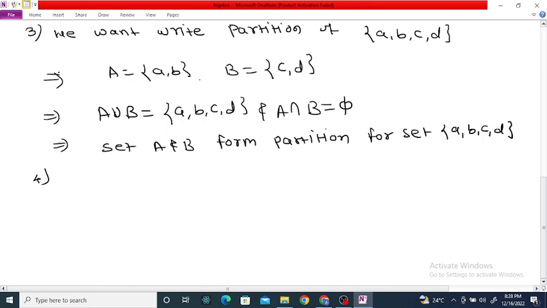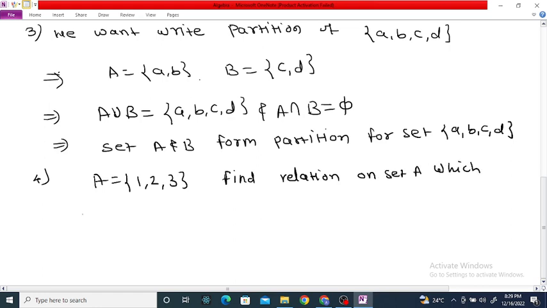So example number 4. Okay, we want to determine, number 4. Suppose set A is given, A is equal to {1, 2, 3}. Okay, and we want to write down a relation which is reflexive, transitive. Say, find a relation on set A which is reflexive, say transitive, but not symmetric.